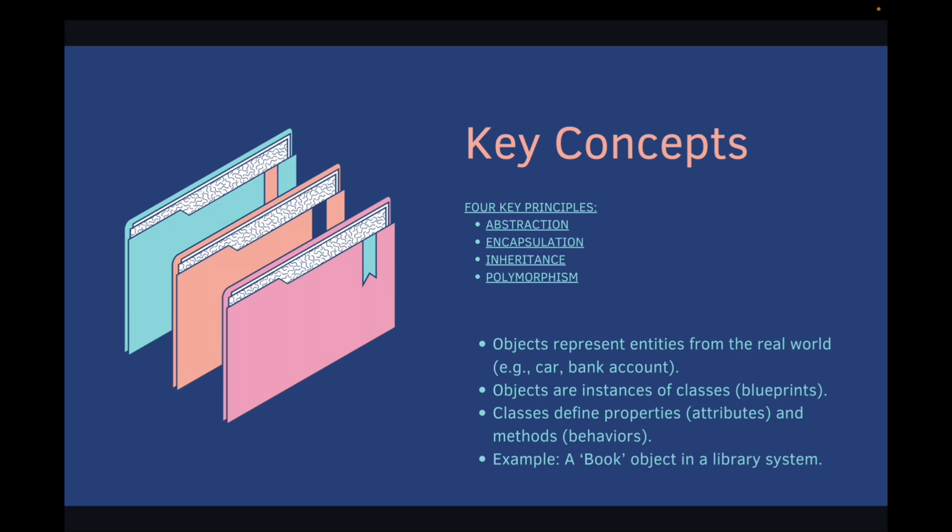For example, if you were building an application for a library, a book would be an object that holds information like the title, author, and the availability status. Objects in code are instances of a class. A class is like a blueprint for objects, and it defines the properties and behaviors of the objects that you create.